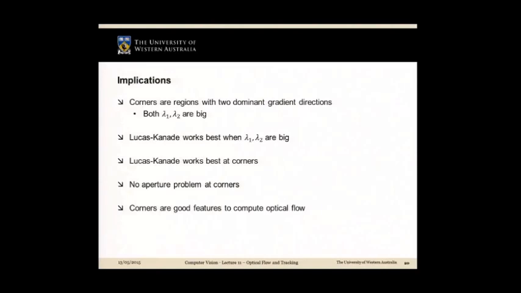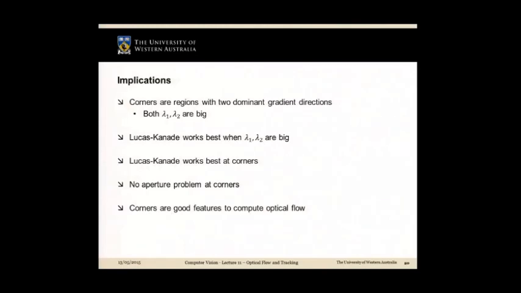So when do we have an aperture problem? When we have just one direction of the gradient, one motion direction, right? So when we have just one direction of the gradient, we call it an aperture problem. One direction of motion. So no aperture problem at corners.